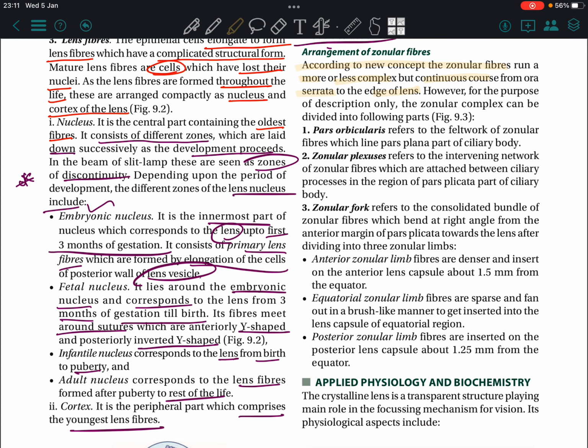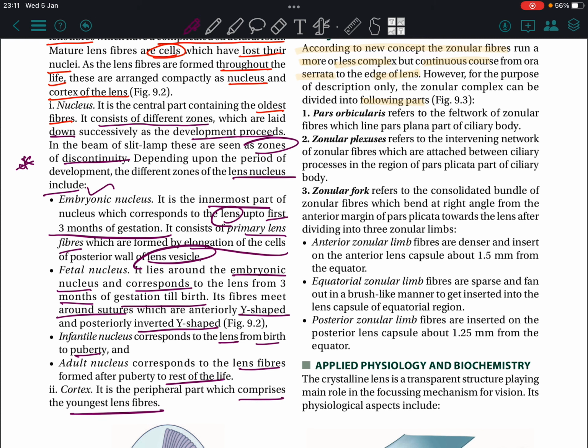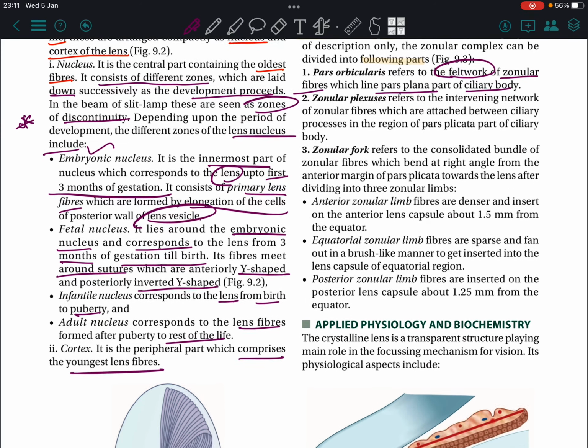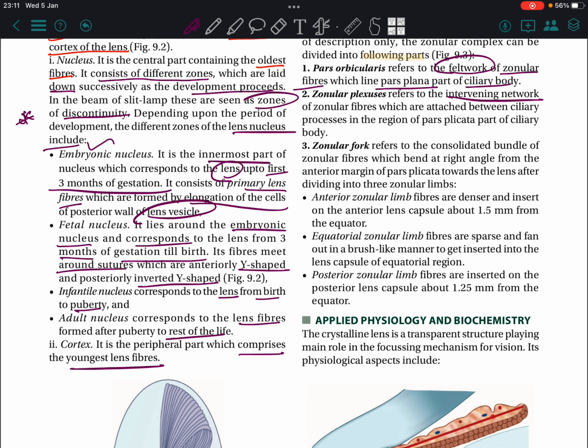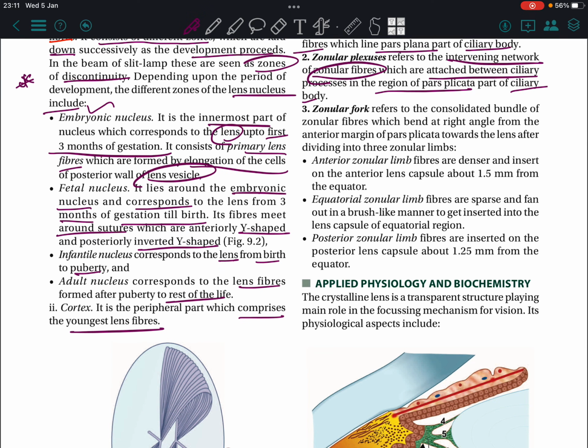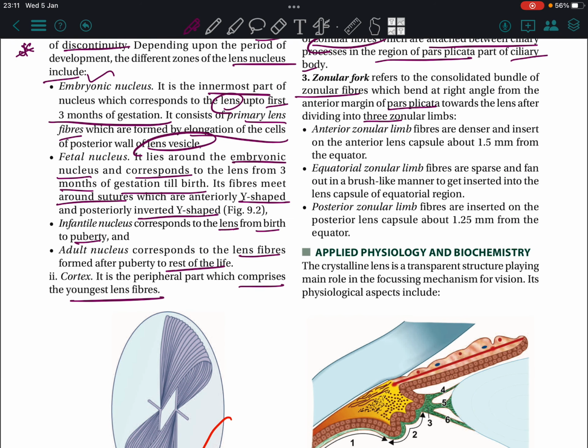However, for the purpose of description only, zonular complex can be divided into following parts. Pars orbicularis refers to feltwork of zonular fibers which line pars plana, part of ciliary body. Zonular plexus refers to intervening network of zonular fibers which are attached between ciliary processes in the region of pars plicata, part of ciliary body. Zonular fork refers to consolidated bundle of zonular fibers which bend at right angle from the anterior margin of pars plicata towards the lens after dividing into 3 zonular limbs: anterior zonular limb, equatorial zonular limb, posterior zonular limb.